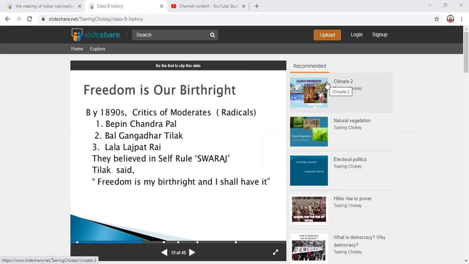So let's come back to the moderates and radicals. The radicals were strictly opposed to and not satisfied with the British policies of administration, and finally they split from the moderates. Clear? In 1905, the Britishers partitioned Bengal.